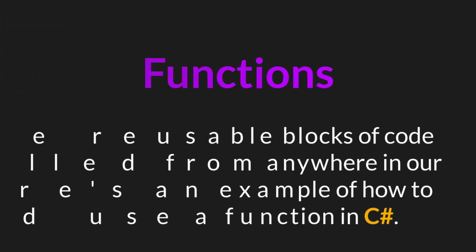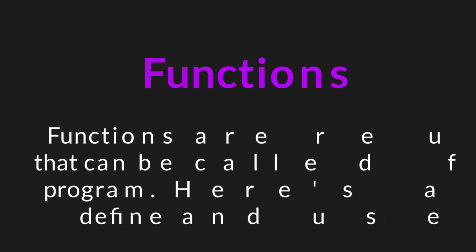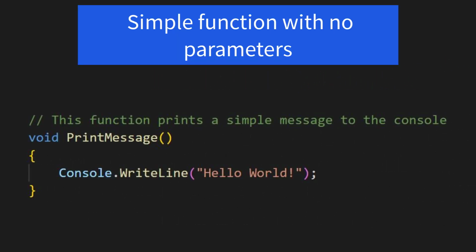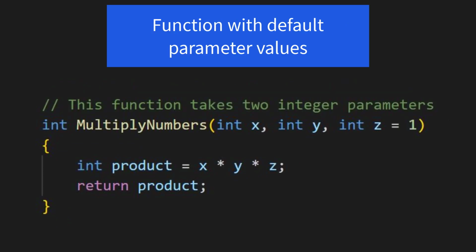Bonus tip: C# also allows us to define functions. Functions are reusable blocks of code that can be called from anywhere in our program. Here's an example of how to define and use a function in C#. As you can see, we define a function with a name, data type, and parameters. Then we can call the function from anywhere in our program to execute the code inside the function.